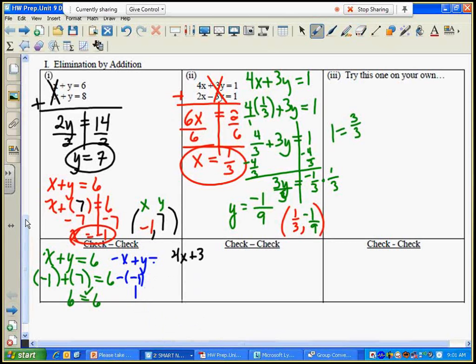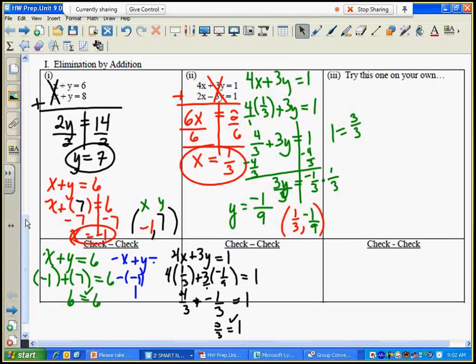Do this with me. Remember, you got to do your checks to get your credit as well. I'll help you out with the fractional work. Okay. 4 times 1/3 is 4/3, we did a moment ago. 3 over 1 times negative 1/9, that's going to be negative 3 ninths. Well, that's just going to be negative 1/3. So we can reduce that down. Okay. 4/3 take away a third, that's 3/3. That's equal to 1. We're good. That one checked out.